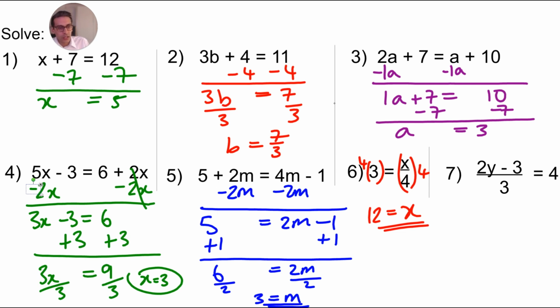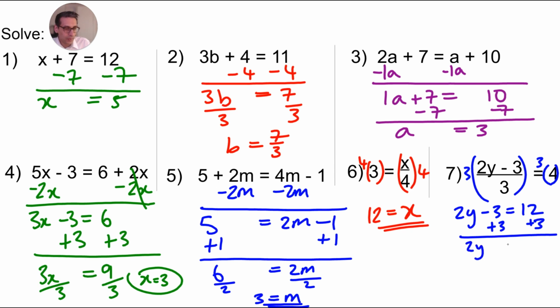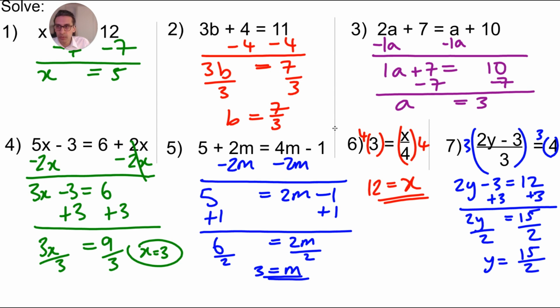And then the final question, we are going to do 2y minus 3 over 3 equals 4. So get rid of the denominator by multiplying both sides by 3. So that becomes 2y minus 3 equals 12. And then we're going to add 3 to both sides. So that becomes 2y equals 15. And then we're going to divide by 2. So y equals 15 over 2. Leave it as a fraction. And that is your answer for that. So I'll just scroll up a bit so you can see that. So 15 over 2, that's it.